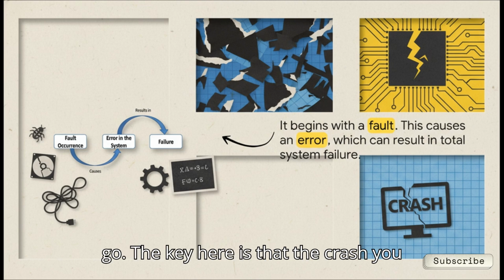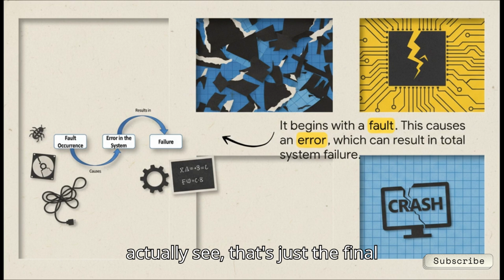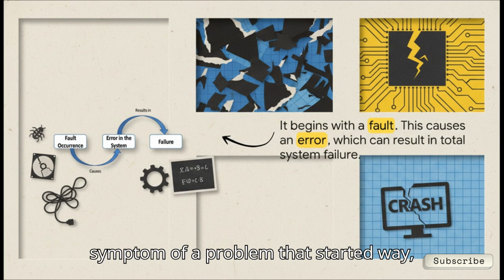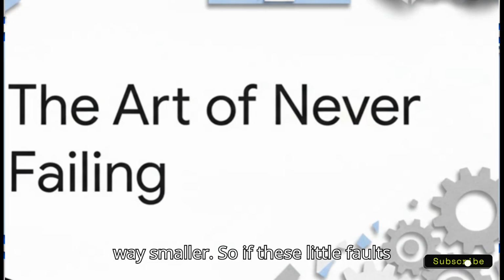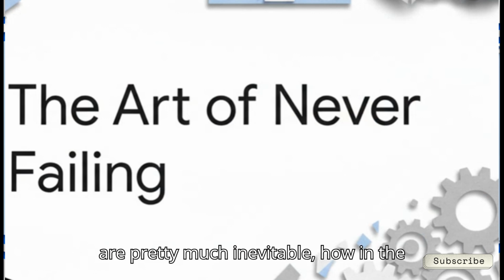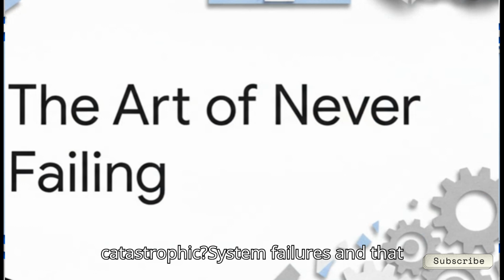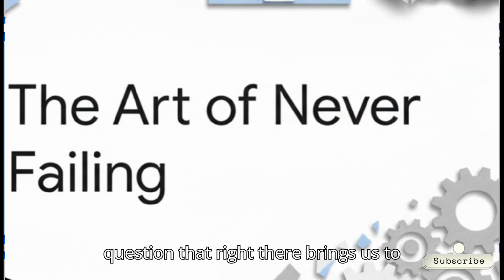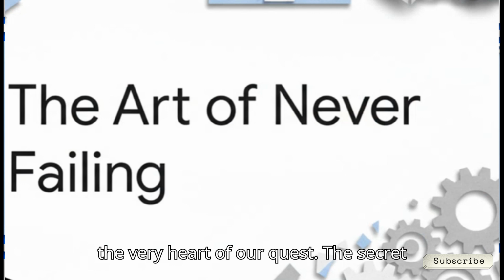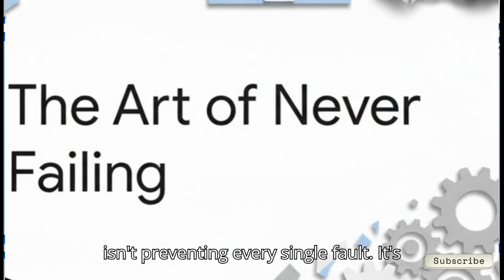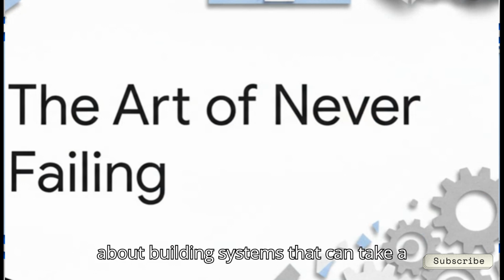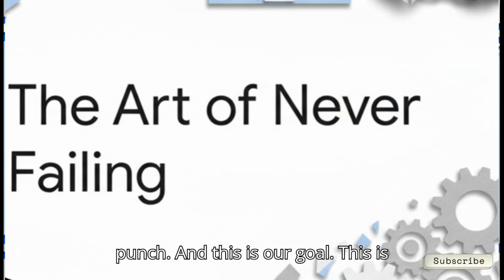So the key here is that the crash you actually see, that's just the final symptom of a problem that started way, way smaller. So if these little faults are pretty much inevitable, how in the world do we stop them from turning into catastrophic system failures? And that question, that right there, brings us to the very heart of our quest. The secret isn't preventing every single fault, it's about building systems that can take a punch.